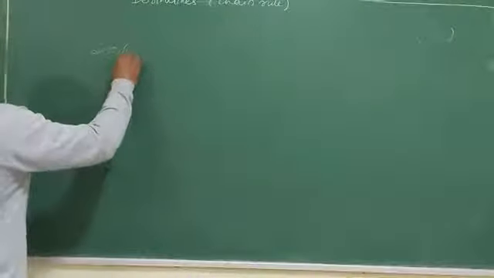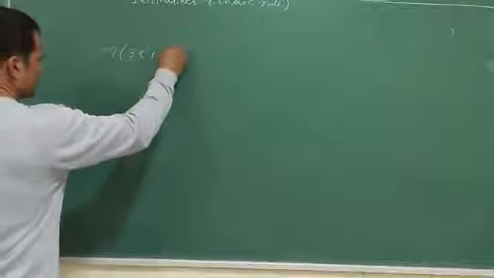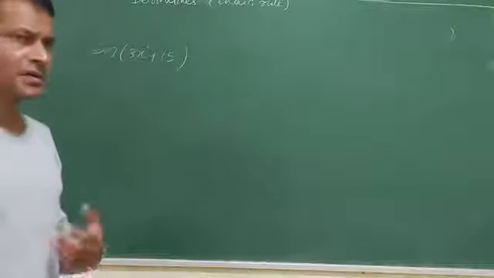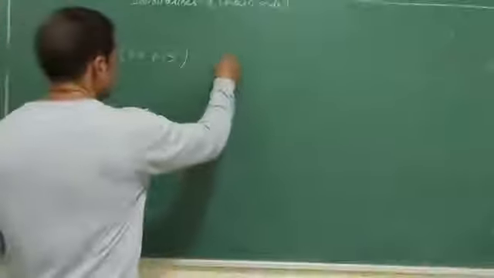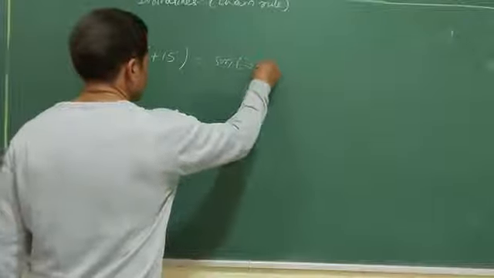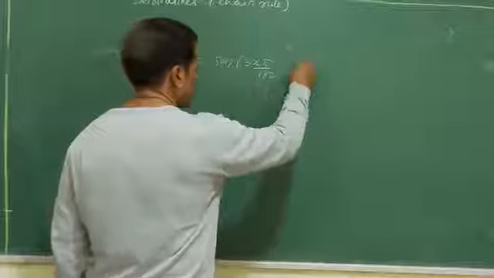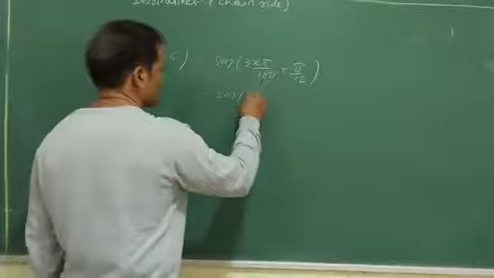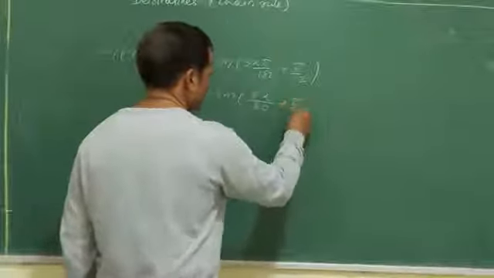Someone gives you sin of 3x degree plus 15. The derivative dy by dx of sin x, whatever that is in radian. This is in degree, so convert it into radian first. Sin 3x pi by 180. 15 also you convert, pi by 180, pi by 12. That is your sin pi x by 60 plus pi by 12. Now we can go for the derivative.